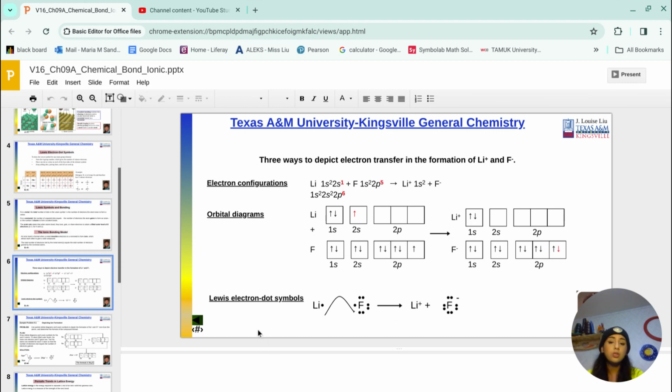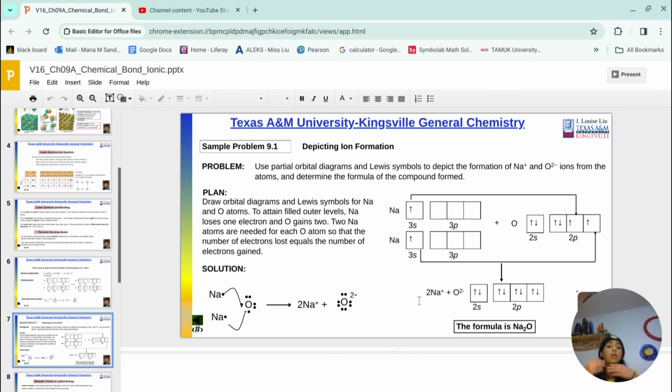So for our Lewis electron dot symbols, we're showing that our Li is being given to the fluorine. And that fills our fluorine shell. Now we have 8. So it's F minus with 8, and Li plus, and it no longer has its electron.